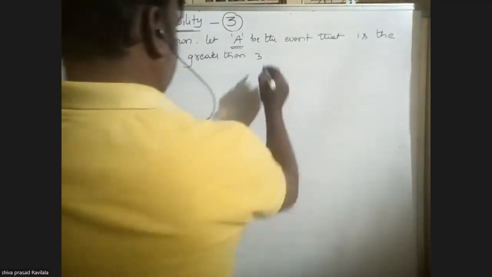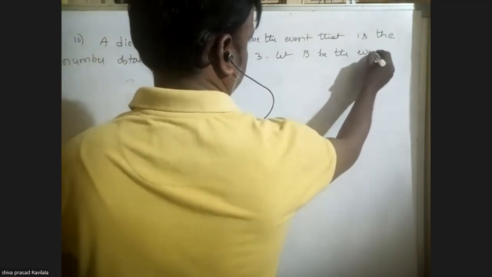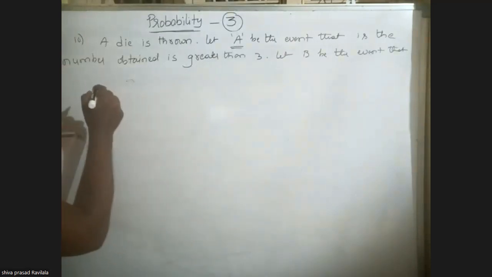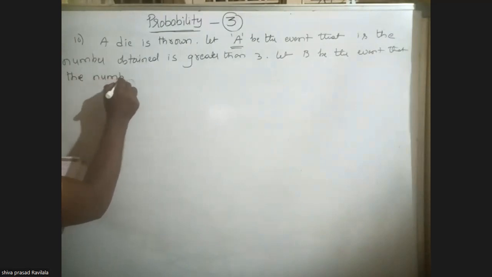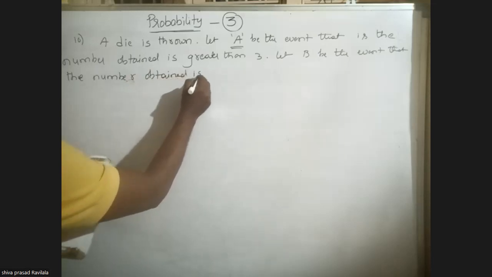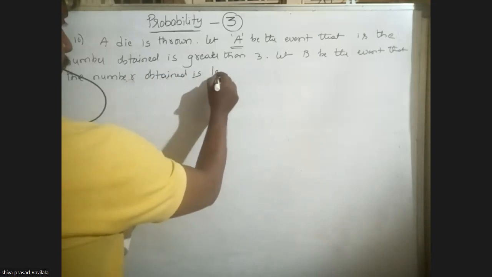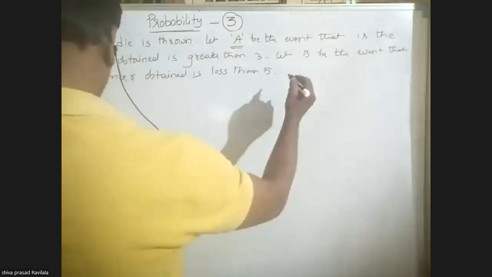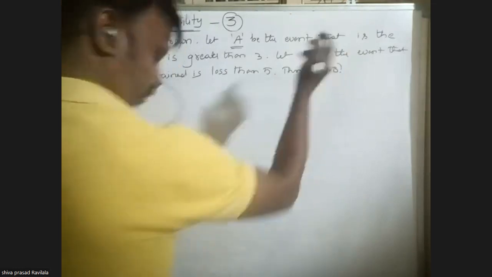Next one. Let capital B be the event that the number obtained is less than 5. Then they directly gave the first question: probability of A union B.